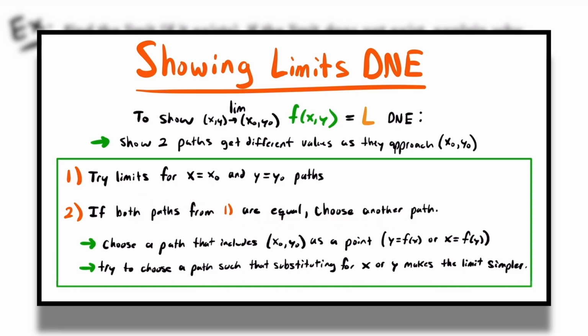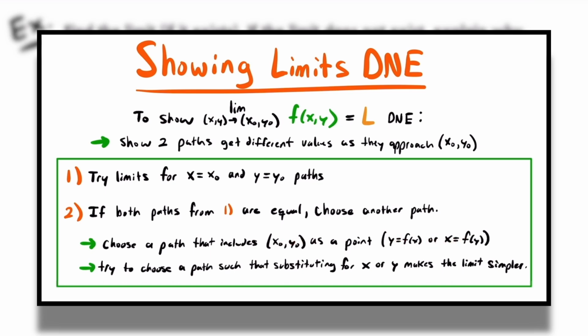And that path will be a function of y in terms of x, or a function of x in terms of y. Right? y equals f of x or x equals f of y. You just have to make sure that whatever path you choose includes the point that you're approaching for the limit. So if the point is 0, 0, like it is in our example, you would want to make sure that whatever path you choose would include that point.